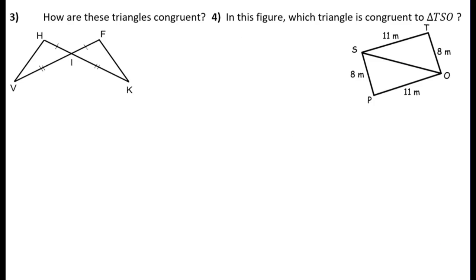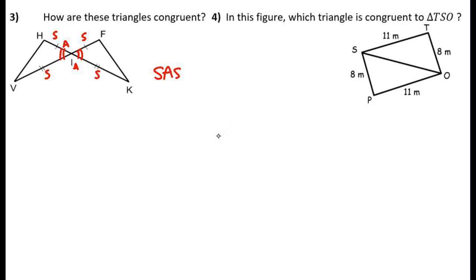Going on to problem number 3, it says, how are these triangles congruent? So notice I have HI congruent to FI, I have FI congruent to KI. Don't forget about your vertical angles. So now I have a side, an angle, and a side. So reason being that they're congruent, side, angle, side.